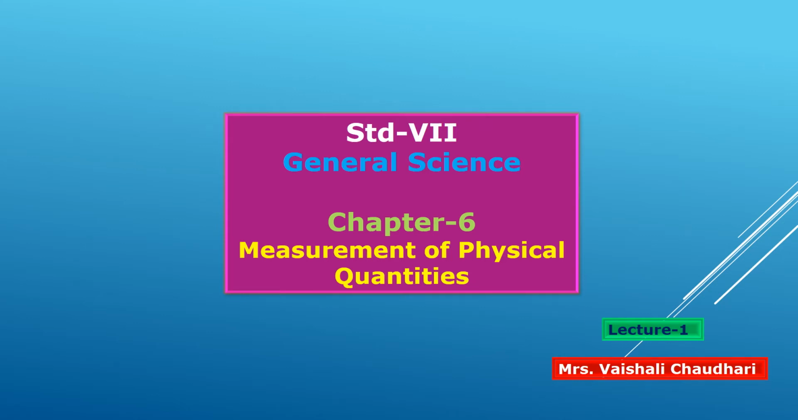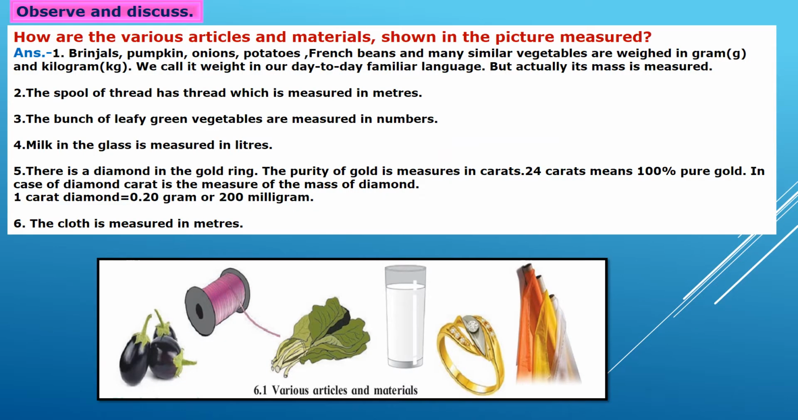Today we are going to see chapter number 6 of General Science, Measurement of Physical Quantities. Now, children, observe and discuss. How are the various articles and materials shown in the picture measured?